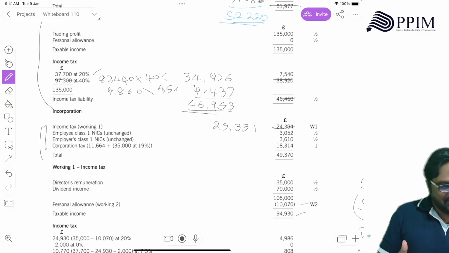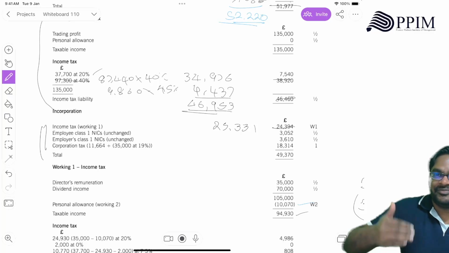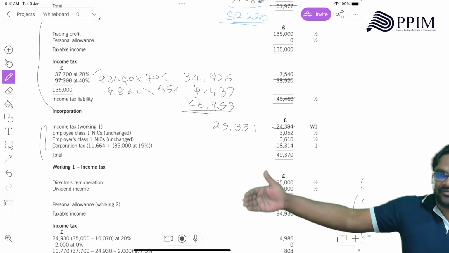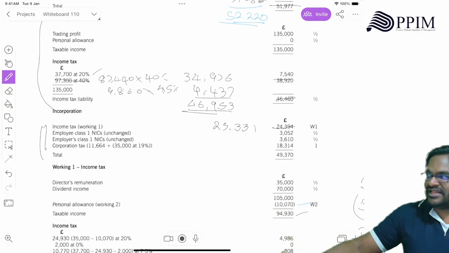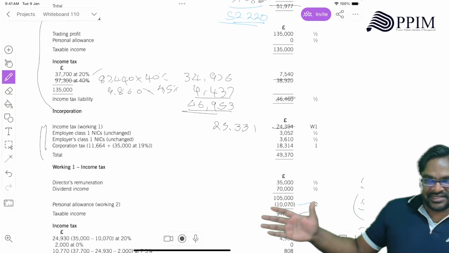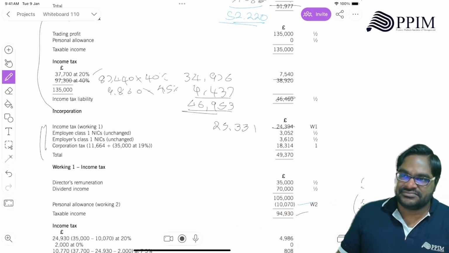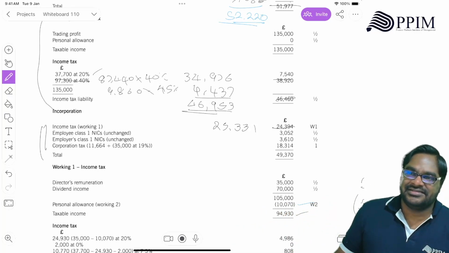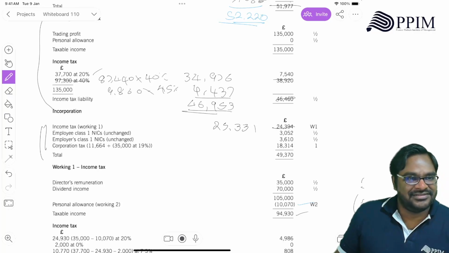So Fleur, she will pay employee NIC as well, right? Exactly. So the company will have the company's part on behalf of Fleur, and Fleur has her own part on behalf of herself. Both sides are getting taxed, no? Why allowable?